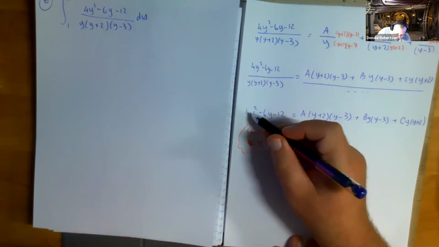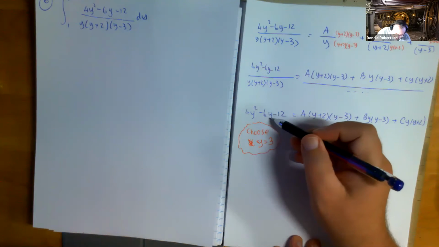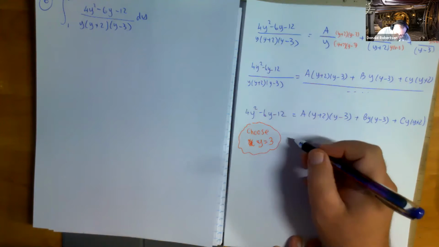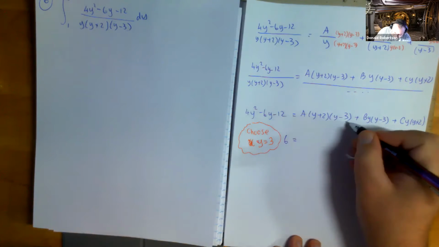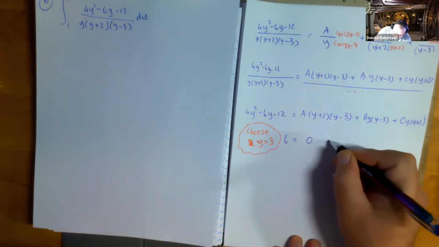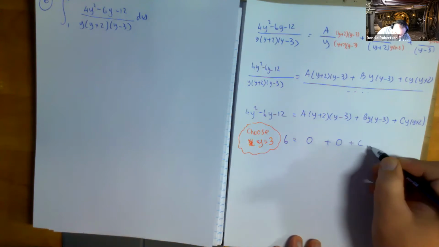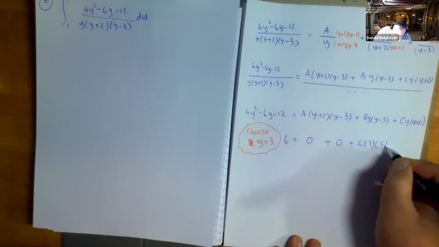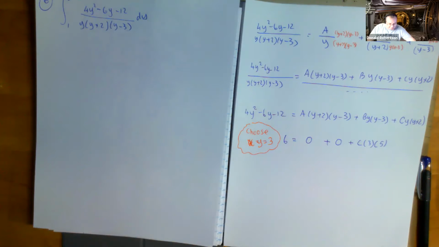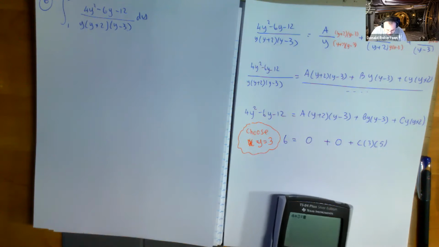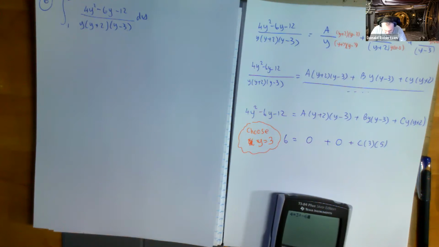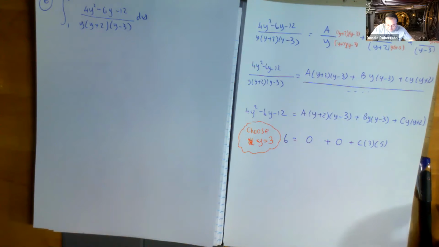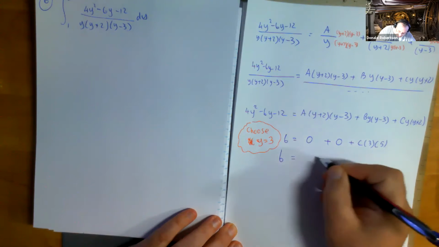3 times 3 is 9, 9 fours are 36. Take away 18 is 18, take away 12 is 6. I hope that is 6. This is A times nothing. This is B times nothing. And this guy is C times 3 times 5. And I better check that number again. It may be correct, but let's double check. 4 times 3 squared, take away 6 times 3, take away 12. It is 6. Okay. I wish it was a nicer number.